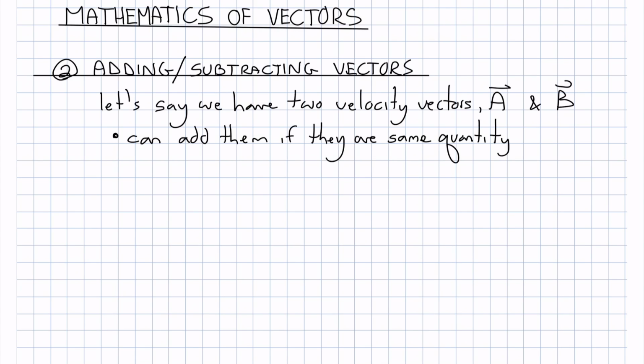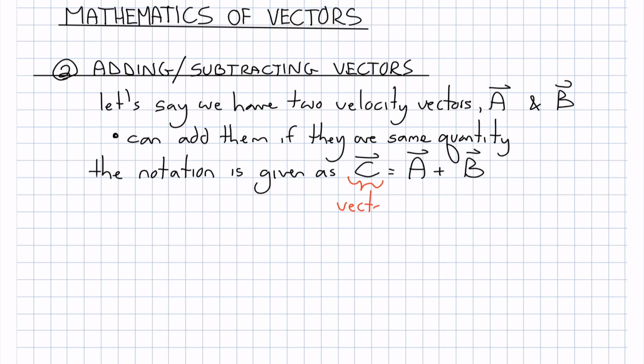The notation we use is similar to the notation we use for regular addition and subtraction. We'll write C is equal to A plus B with the vector arrows over top the A, B, and C. But one thing to keep in mind is that C is the vector sum of A and B. Direction will matter, as I'll show in the upcoming example. It's not like just adding two numbers together.